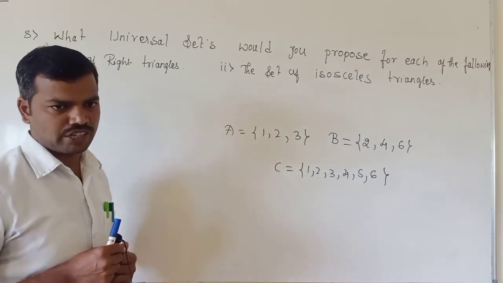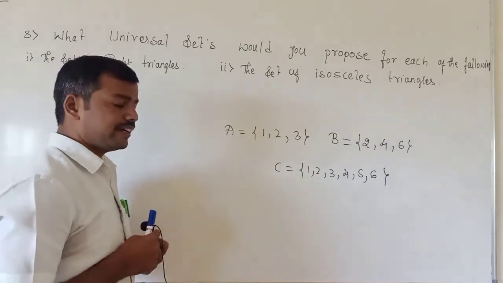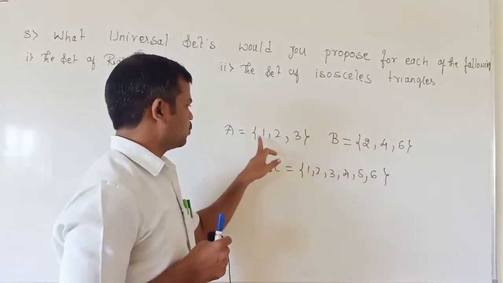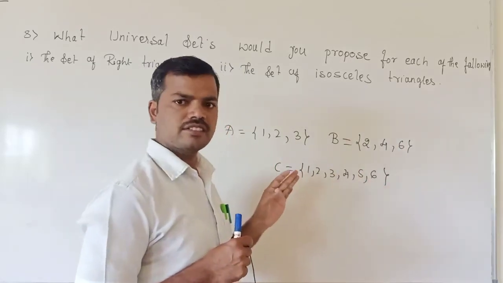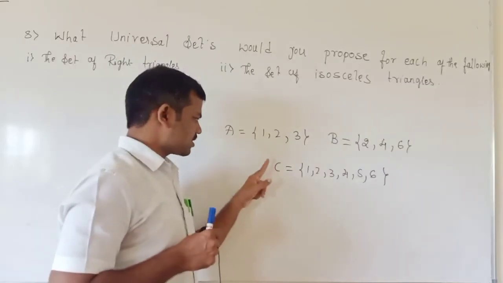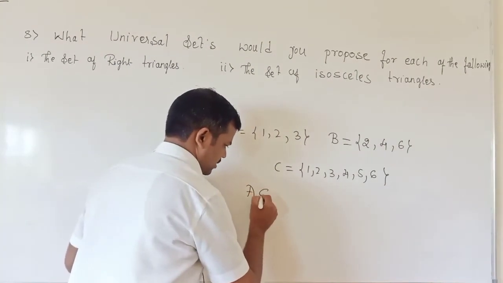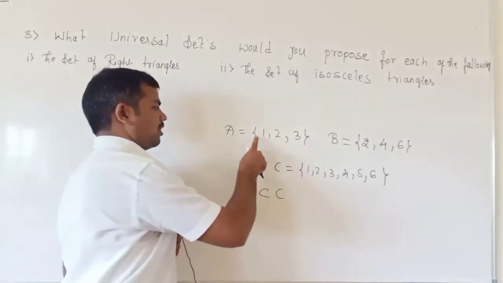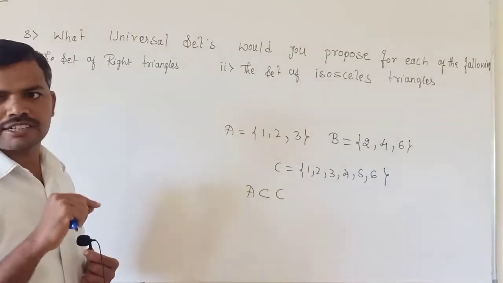Which of these become subsets? Which will become a subset of which? So first we have to identify whether they will become subsets or not. So see here, A compared with B: A is 1 2 3, and B is 2 4 6, so A is not a subset of B. But 1 2 3 is there in C, which means A becomes a subset of C. So how do we say that A is a subset of C? Because all the elements of A are the elements of C. For that reason we say that A is a subset of C.